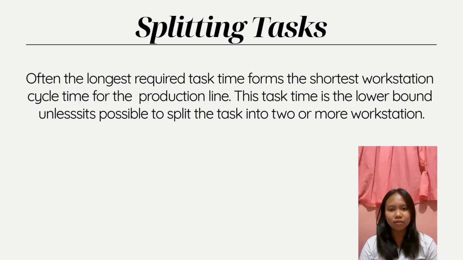Good day everyone. Today we discuss splitting tasks. Splitting tasks happen when the longest task time in a production line is greater than the workstation cycle time. Because of this, the task limits the speed of the production line. So to avoid this, we need to divide it into 2 or more workstations.